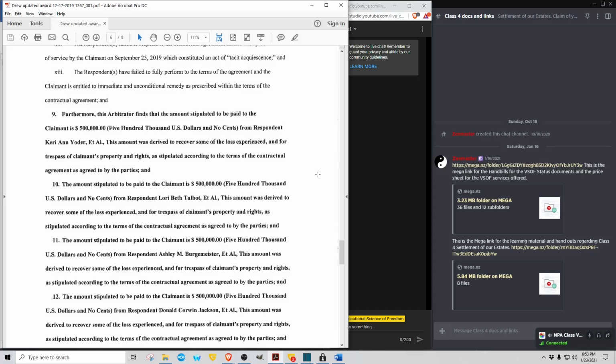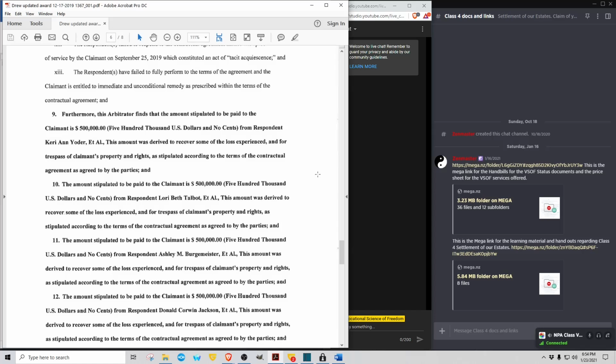This amount was derived to recover some of the loss experienced and for trespass of claimant's property and rights as stipulated according to the terms of the contractual agreement as agreed to by the parties. And the amount stipulated to be paid by the claimant is $500,000 from respondent Lori Beth Talbot, another sitting judge.